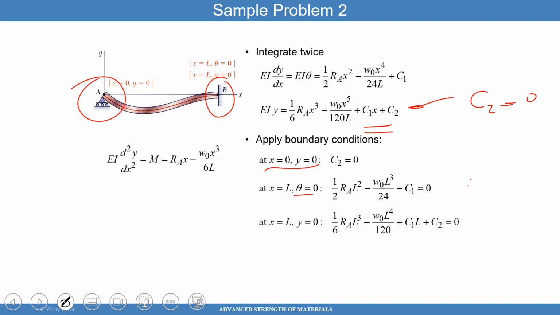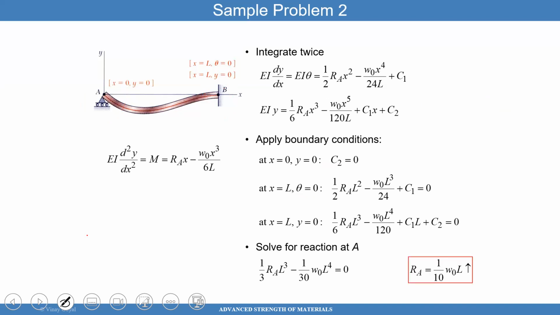You have now this equation here, equation 1. And then at x equals L, y equals 0, because there's no deflection at this end. So that's your second equation. Now you're ready to see what you can do from there. So now you can solve for the reaction force A, and that gives you 1/10 W naught times L. Because you have these 2 equations, you're able to now solve for the unknowns of the problem.